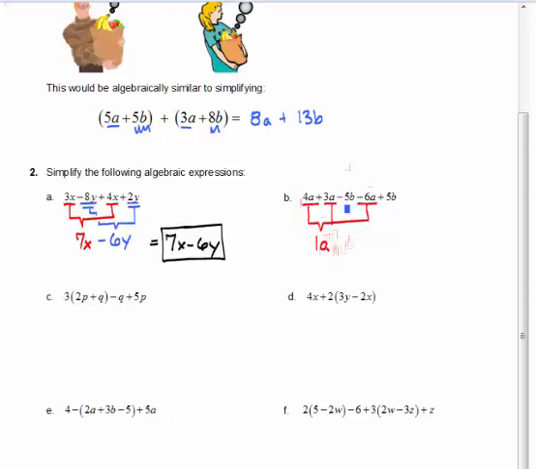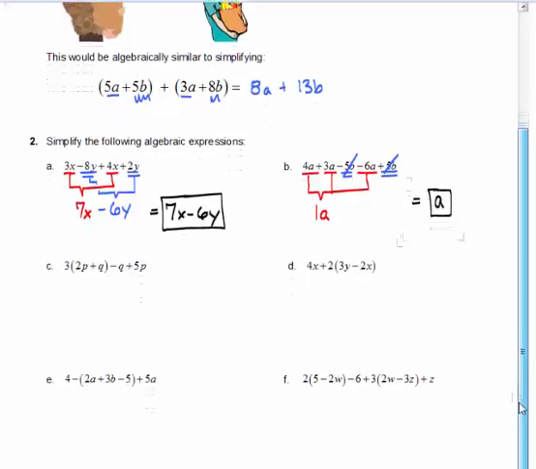And then the next one, we have negative 5b and positive 5b, so negative 5 plus 5 is just 0, so you don't even have to write it. You could write plus 0b, but there's nothing left. And so the answer for this one is literally just the letter a. You could write 1a if you like, it means the same thing.